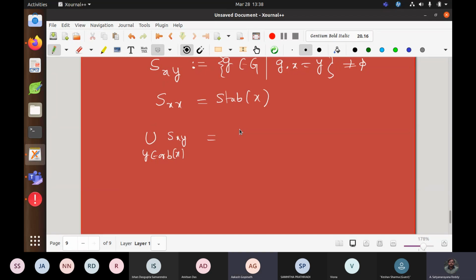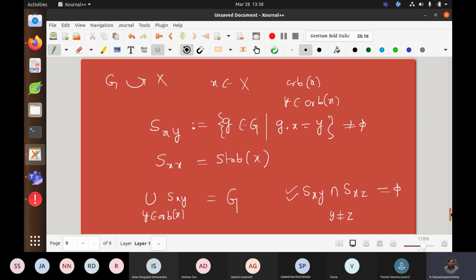Is it the group itself? Yes, the whole group itself. So what about Sxy intersection Sxz when Y is not equal to Z? Seems empty. Yeah, try to prove that it is true. I promised earlier, no?